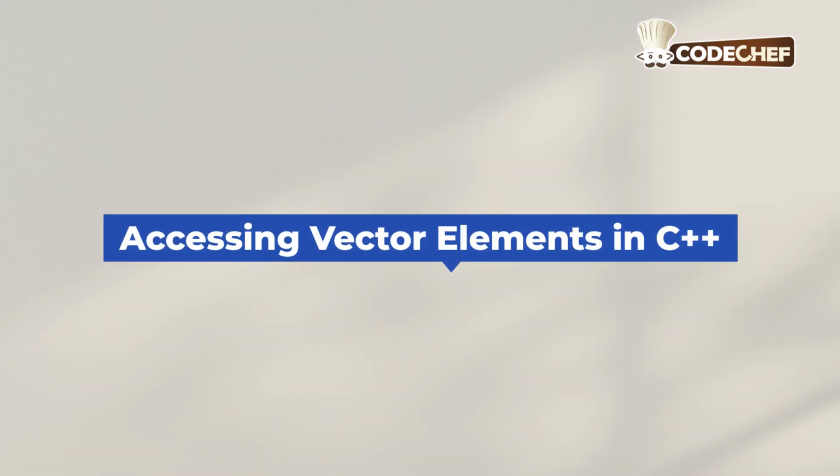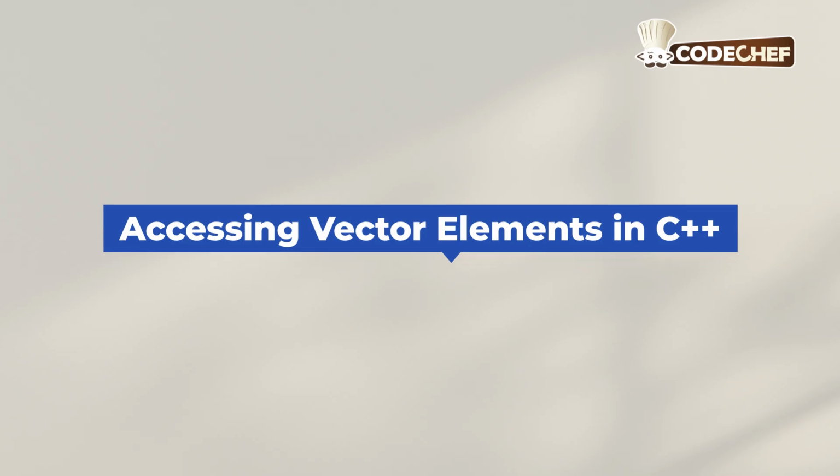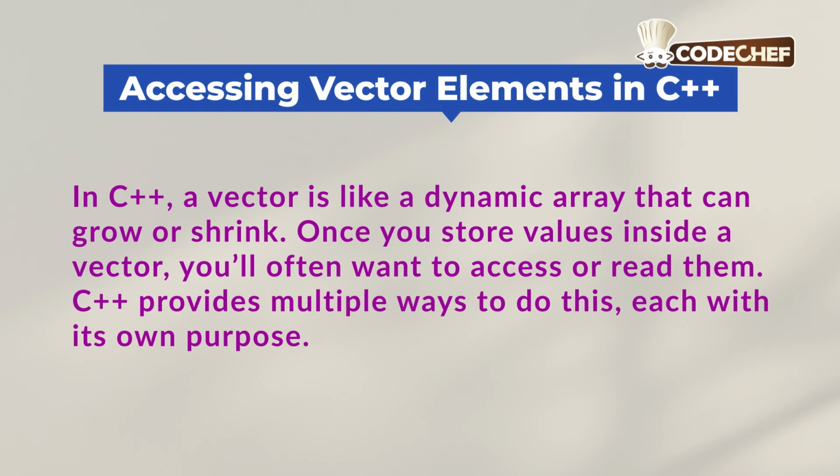Accessing vector elements in C++. In C++, a vector is like a dynamic array that can grow or shrink. Once you store values inside a vector, you will often want to access or read them. C++ provides multiple ways to do this, each with its own purpose. So now let us go to the CodeChef platform and see how we can access vector elements in C++.